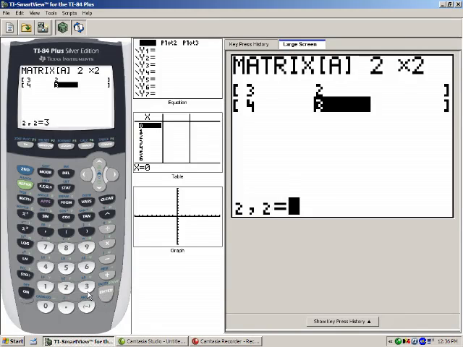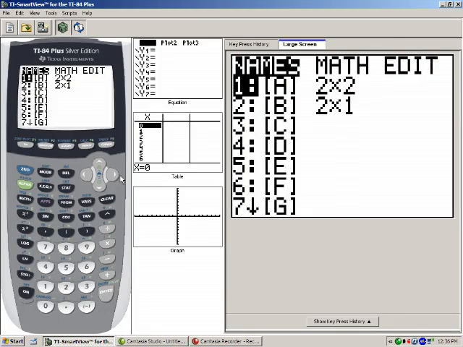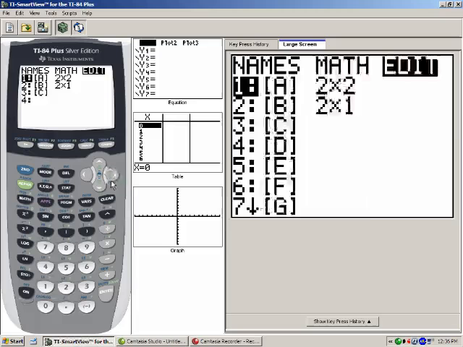Okay? Now we've got to enter in matrix B. So we do that exact same process again. Second matrix, arrow over to edit, and we want to edit matrix B.